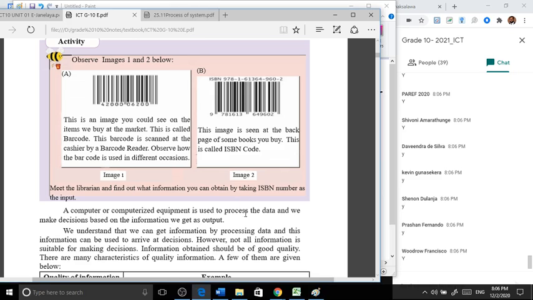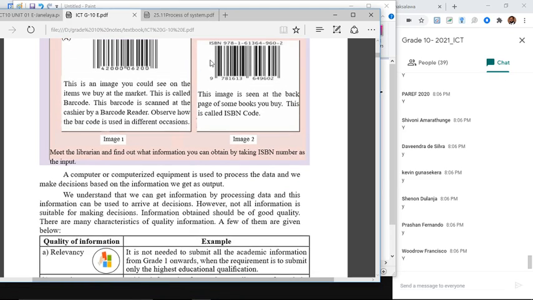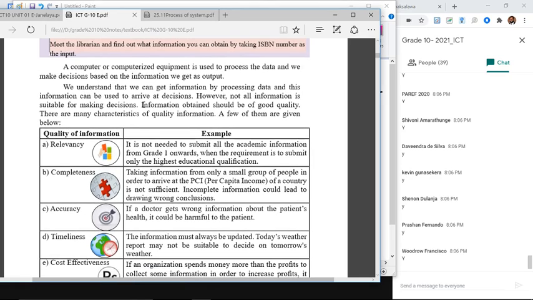Right, so we have discussed the barcode and how it works. Now you can see my screen, so you can all read: a computer or computerized equipment is used to process the data, and we make decisions based on the information we get as the output. Many systems we have done, with information like the itemized bill.